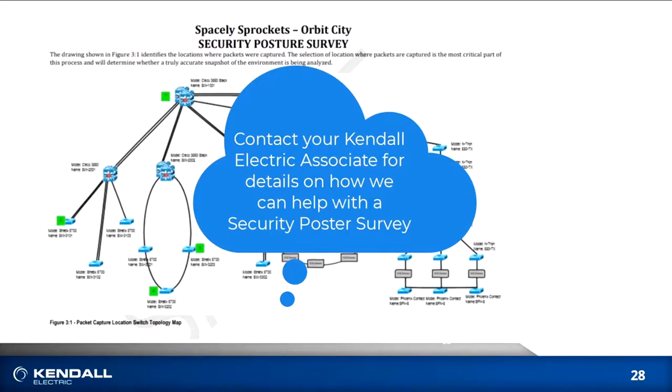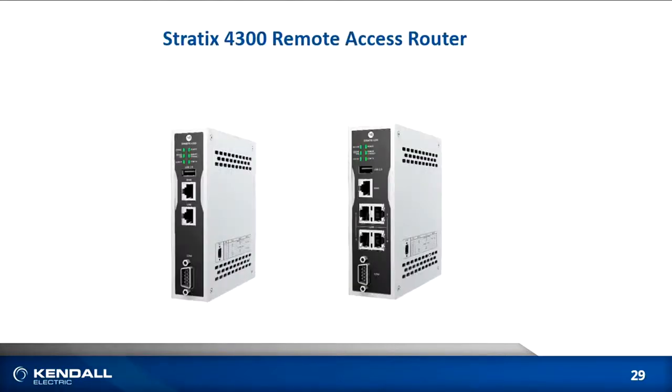Be sure and contact your local Kendall Electric associate for details on how we can help with network security, or even possibly doing a network security posture survey. Another new product that's soon to be released is the Stratix 4300 remote access router. If you need remote access securely, we have several different products that we can go to, either Encompass Partners or the new Stratix 4300. Just get in touch with your Kendall associate and we can look at the application and see what's best.